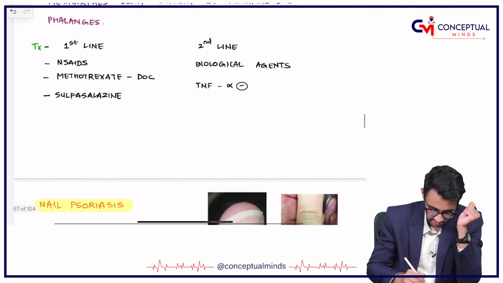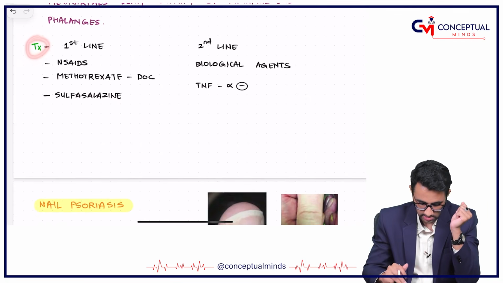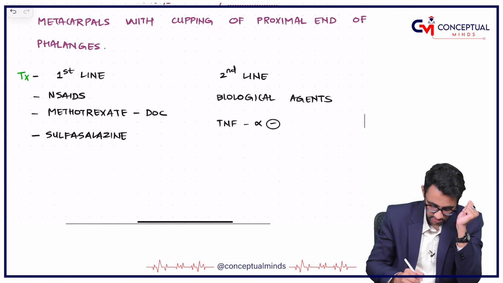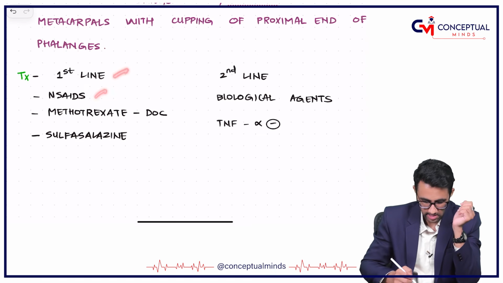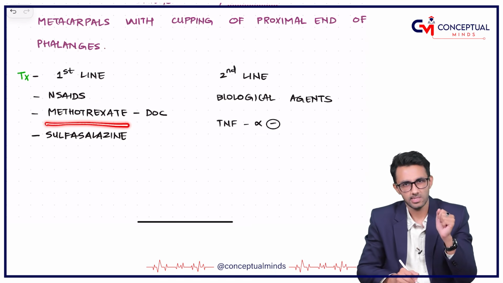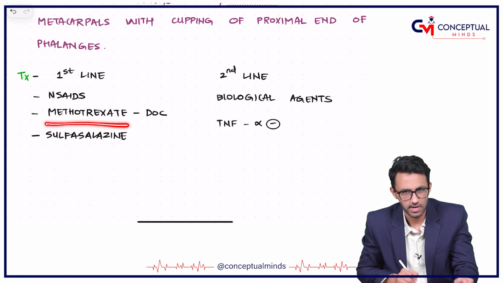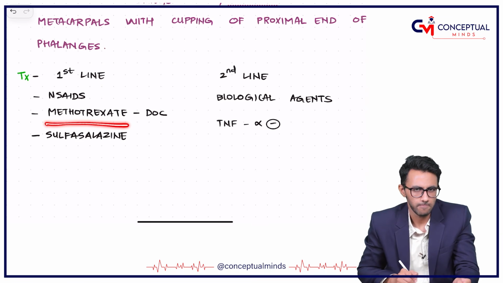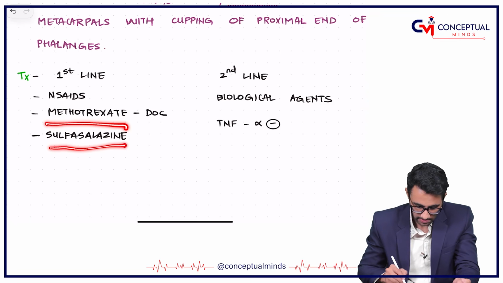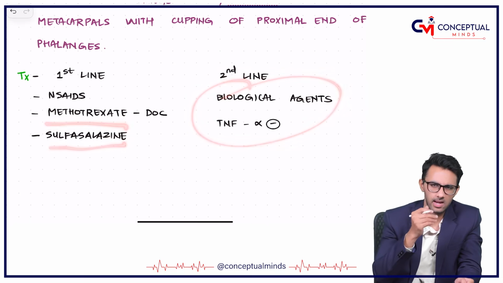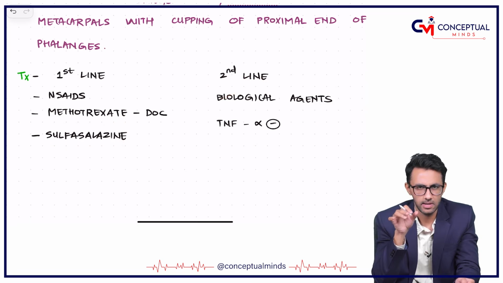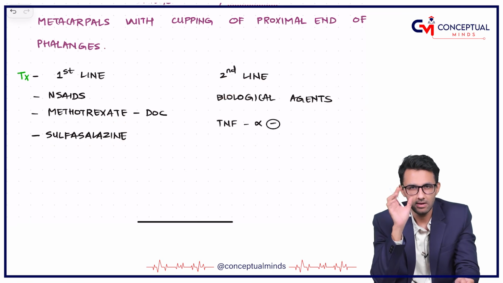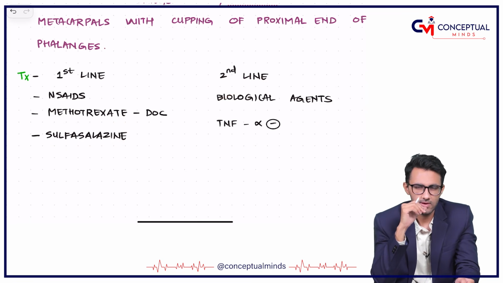The next thing is what about the treatment part? Treatment, the first line would be NSAIDs, and the DOC would be methotrexate. We discussed this one. Methotrexate would be the drug of choice for psoriatic arthritis. Sulfasalazine is also given. Biological agents are the second line. We are going to discuss which biological agent we should give, and what are the classifications. We would discuss this topic individually as well.